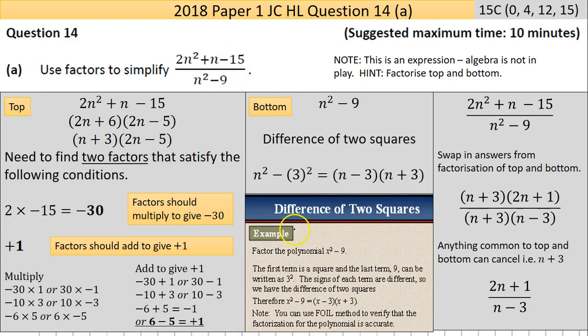So I factorize top and bottom, so I'm going to swap them out. Okay, I end up with this expression here. Now, nothing's changed. This is the same expression. It's just showing the factors from the top part and the factors from the bottom part.